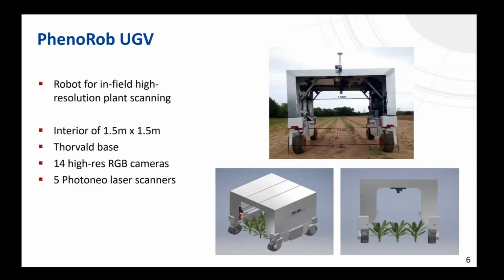And towards this goal, we started to develop this ground robot. So it's pretty big, and is based on the Torvald robot. So there is now this housing which shields external light a bit, and where we can place a lot of sensors. At this point, we use 14 high-resolution RGB cameras and 5 laser scanners.